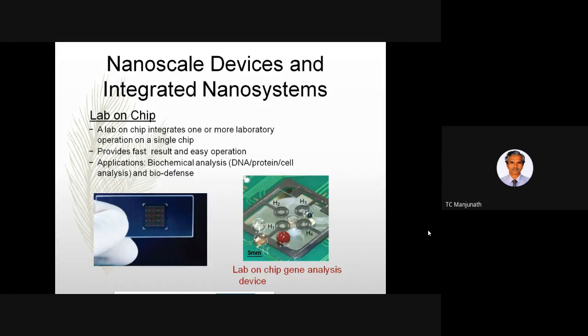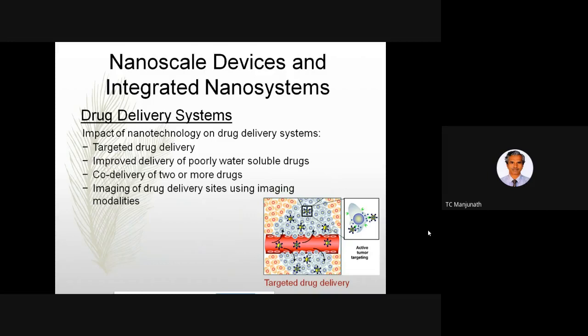And nanoscale devices in the integrated nano system, one of the main important points where they can be used, is that they can act as drug delivery pellets. So the impact of nanotechnology on drug delivery pellets is targeted drug delivery. That's what I have told. For example, you have gone to a doctor, he gives an antibiotic course, and you have to take it for 5 days. It will be very, very difficult. You have to swallow the pill. It takes a lot of time, morning one dose, afternoon one dose, evening, night dose.